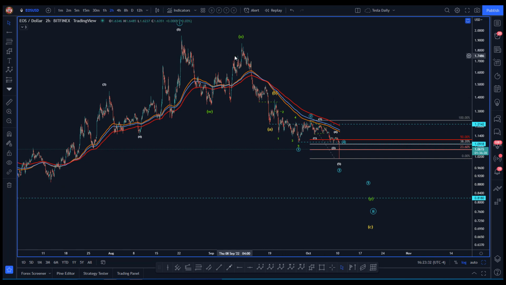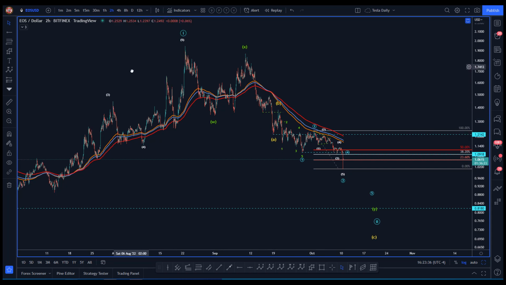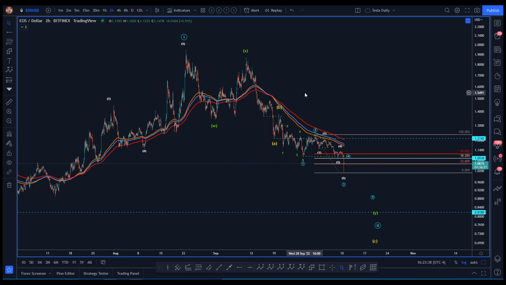We're on the edge of guidelines here, with this mighty skinny B. It's a very challenging count. If anybody's got an alternate there, I'd love to see it. That's really a tough one.